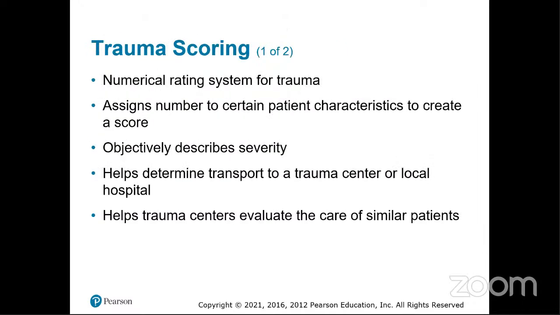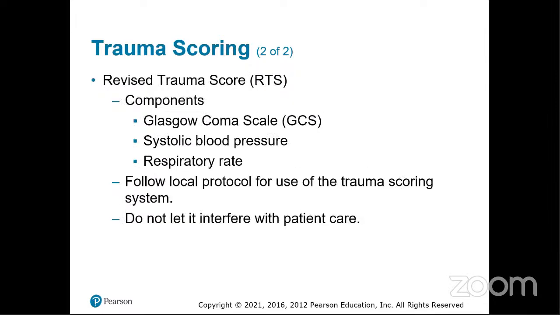This is your trauma scoring, or your revised trauma score. So it's a numerical rating system for trauma. It's assigned to certain patient characteristics, given a score. It objectively describes the severity, and the transport and trauma centers are going to use them. It helps them evaluate the care of similar patients. It takes the Glasgow Coma Scale, systolic blood pressure and respiratory rate. And do not let it interfere with the patient care.